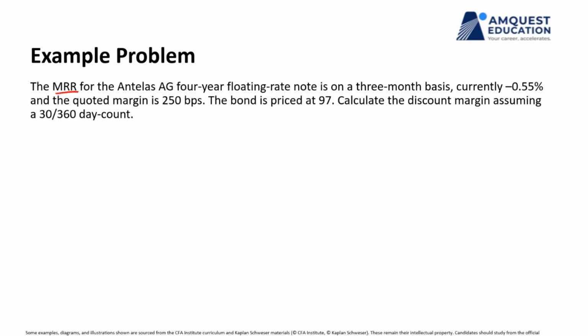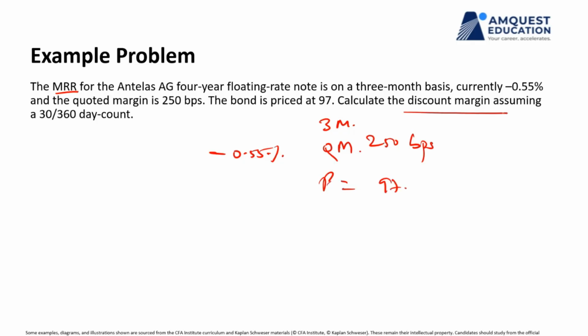The MRR for a 4-year floating rate note is on a 3-month basis, right? So 3-month basis, currently 0.55% negative. And the quoted margin is 250 basis points. This is your quoted margin. The bond is priced at 97. Calculate the discount margin assuming a 30 by 360 day count.